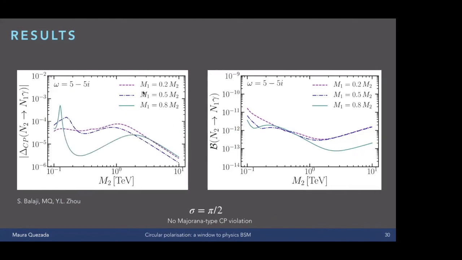We have also set the same situation as before, but now instead of a real Casas-Ibarra phase, we have set it to have an imaginary component. So there is an additional source of CP violation in this case, and we can see that delta CP is still quite large, and the branching ratio could reach up to 10 to the minus 11, 10 to the minus 10 in these cases, for the different benchmarks of these neutrino masses.